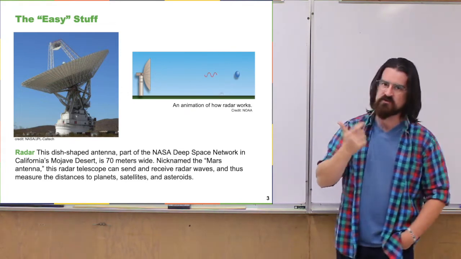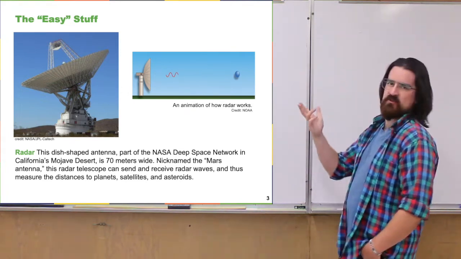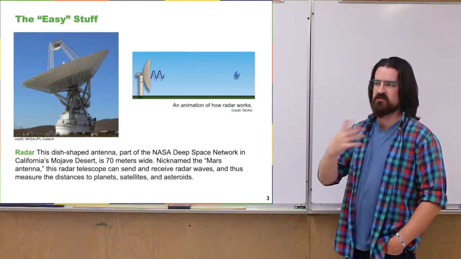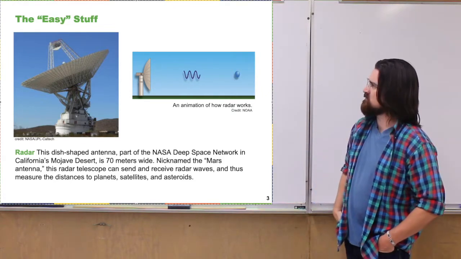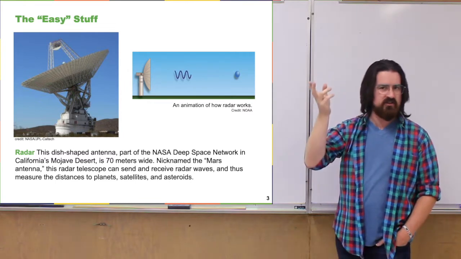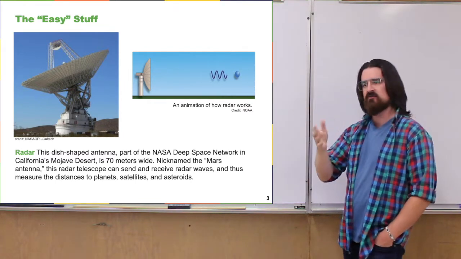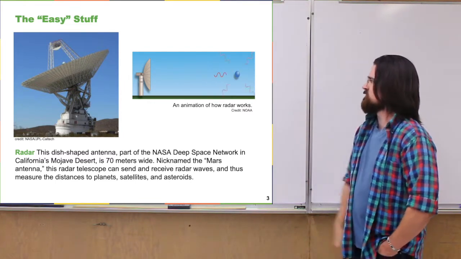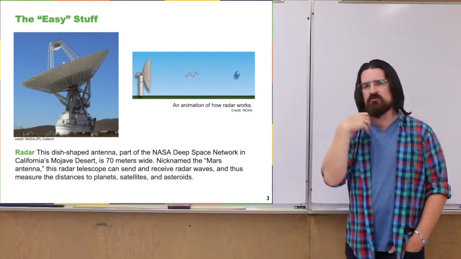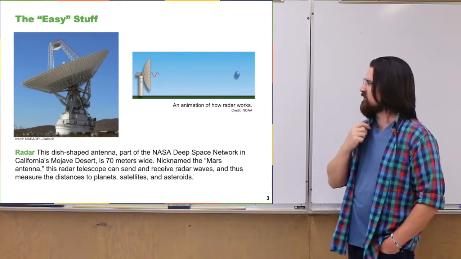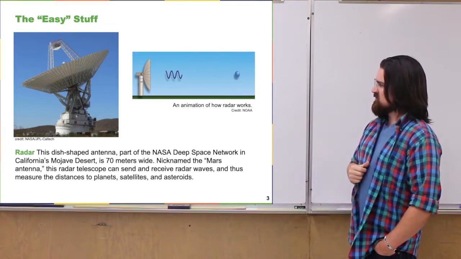Because we know these waves are traveling at the speed of light. You know how fast something's going, how long it took to go a certain distance, and you can calculate that distance. If the objects aren't solid or don't in any way reflect radio waves, then that becomes a problem. Like the sun is just a big ball of gas, and so it doesn't really reflect radio waves very well. Can't really measure the sun's distance this way.